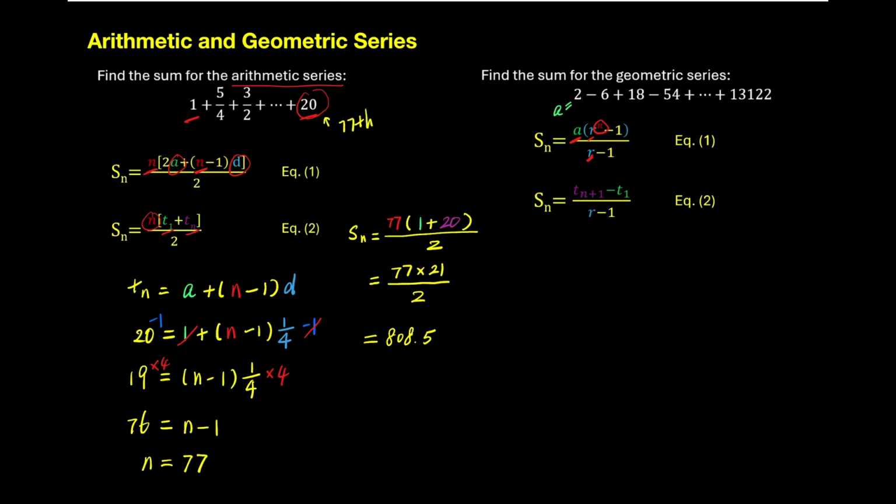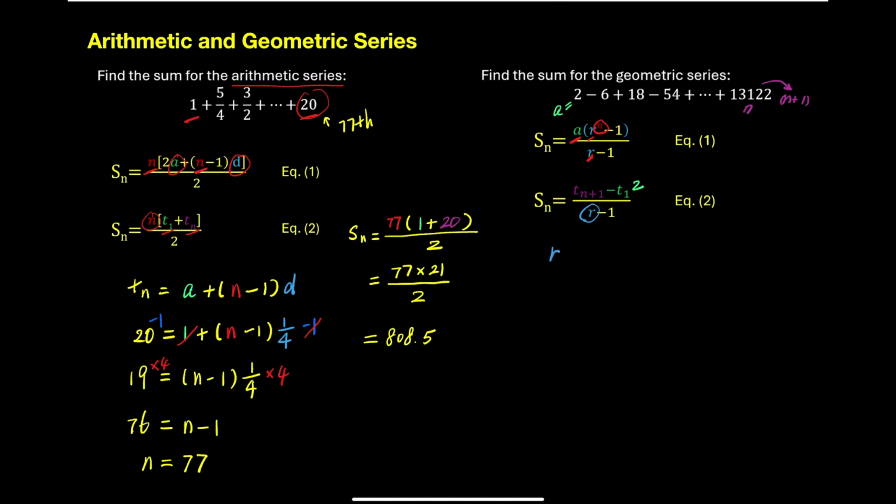Looking at the second formula, we need the first term t1, which is 2, the n plus 1th term, which is the term right after the last one. So the last one is the nth term. And also we need to know the common ratio here. But this formula doesn't require us to find out the number of terms n. We can easily identify the first term, and it's straightforward to figure out the common ratio r and the n plus 1th term, tn plus 1. So this formula will be much easier to use.